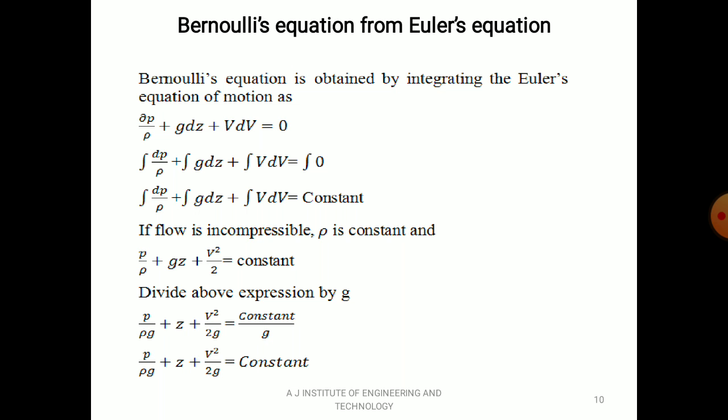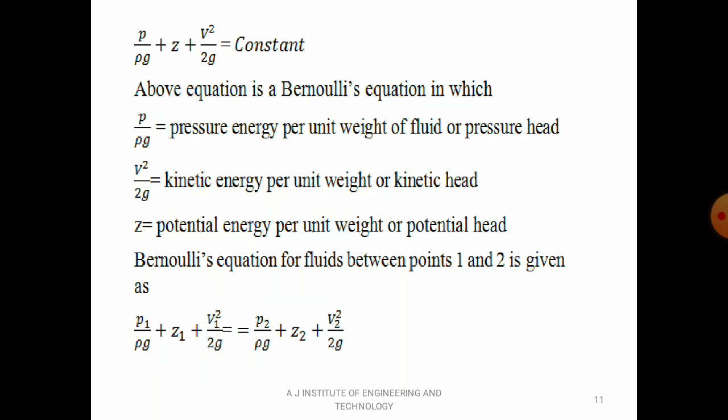So this expression is Bernoulli's equation. Here p/ρg + z + v²/2g equals constant. The above equation is Bernoulli's equation.